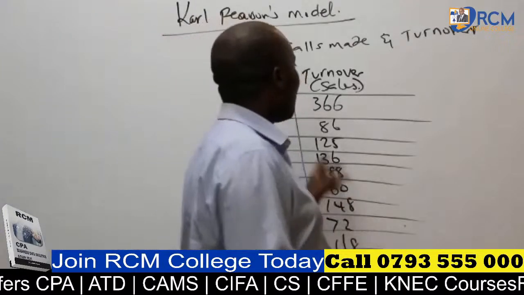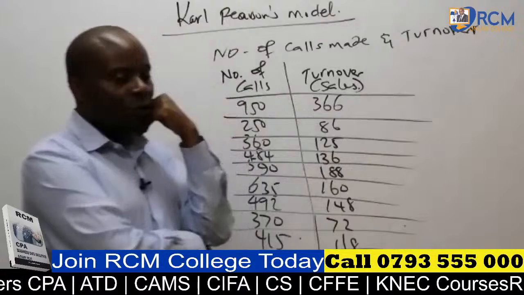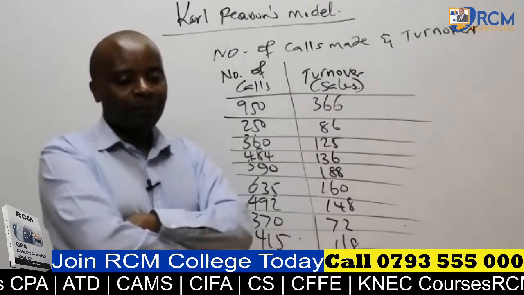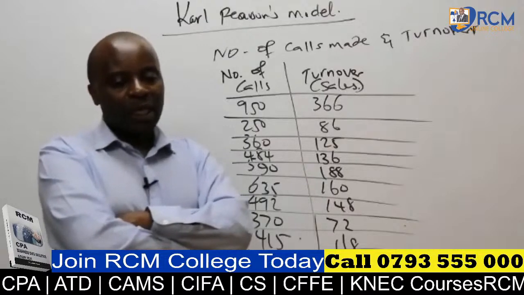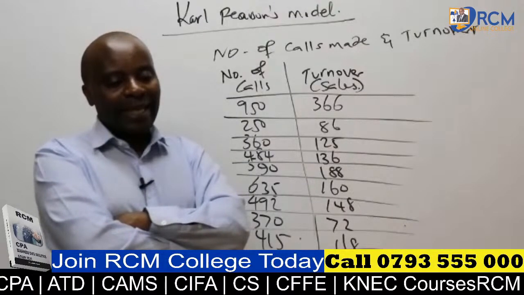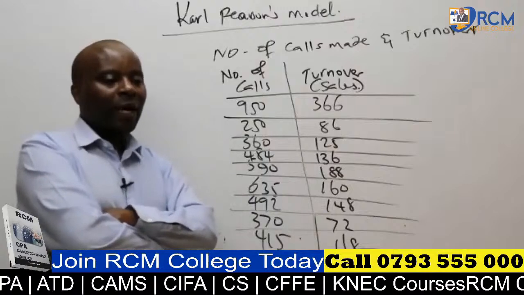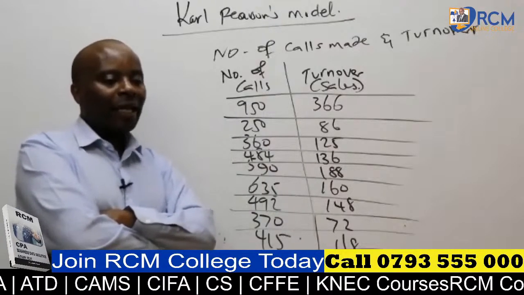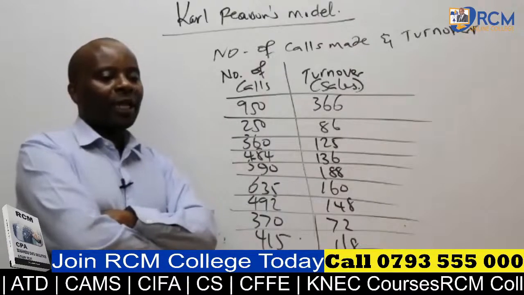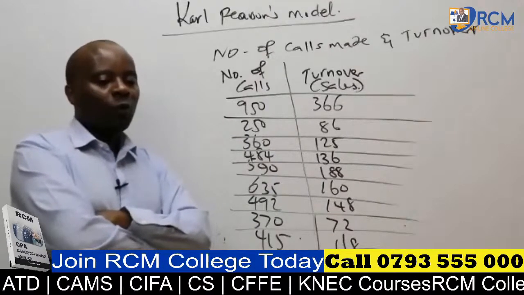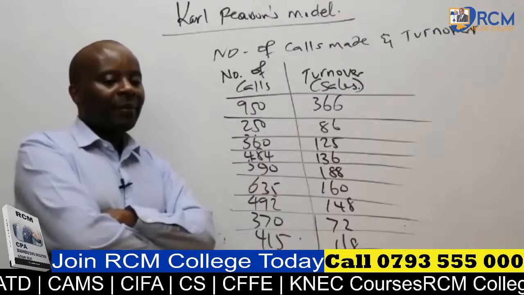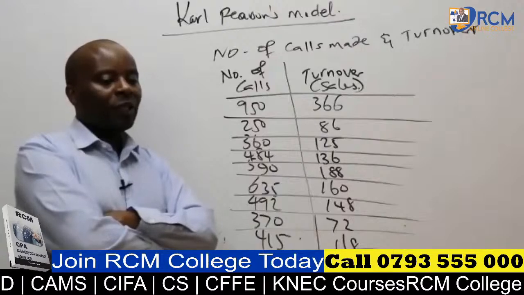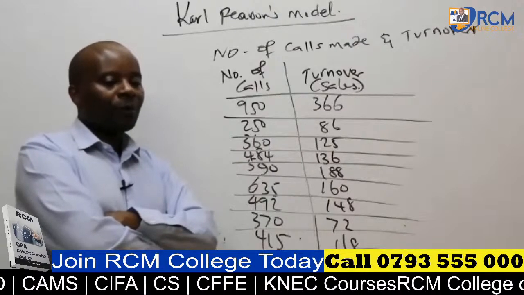Ladies and gentlemen, you see here, they haven't given you, between the two variables, which one is y and which one is x. Between the two variables, which one is y and which one is x? For these variables, which one is y, which one is x? Fatima says number of calls is x. Lilian also says the same. Turnover becomes y. Thank you very much, Grace. Great.